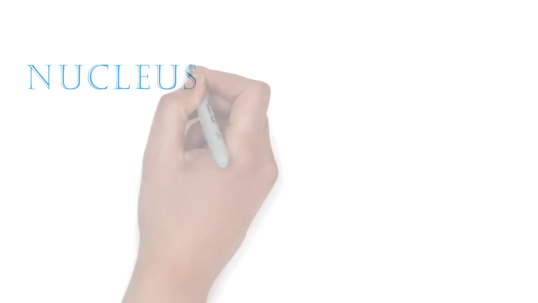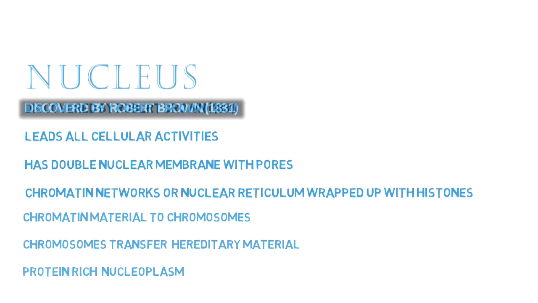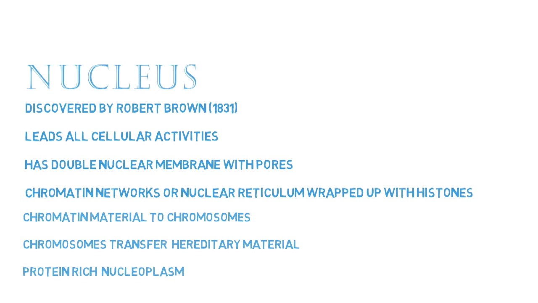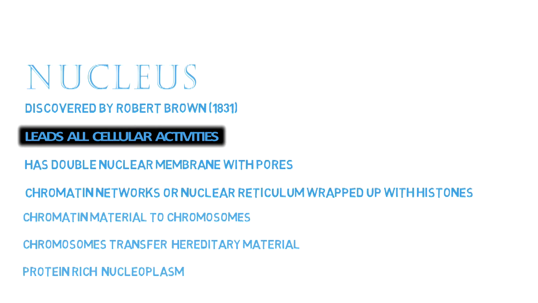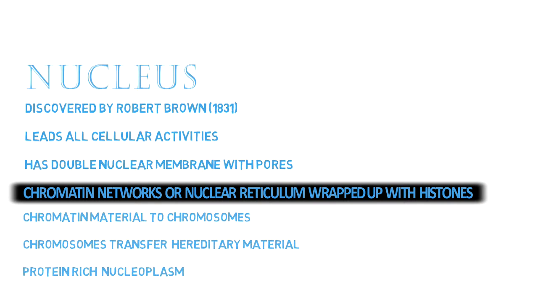Now let's move forward to the organelles one by one. So first we have the nucleus. The nucleus was discovered by Robert Brown in 1831. The nucleus is like a leader of the cell. It leads all cellular activities. It has a double membrane with pores for RNA or ribosomes to transfer into the cytoplasm, and it also has a chromatin network or nuclear reticulum wrapped up with histones.